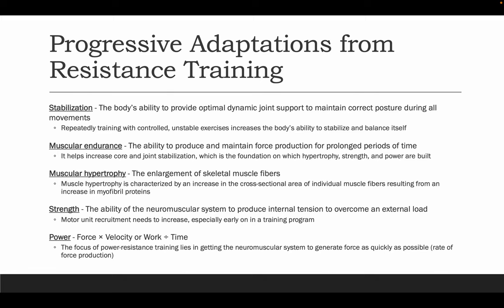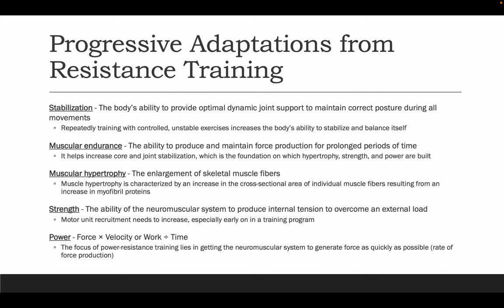Optimal dynamic joint support, dynamic with movement, optimal in movement support of joints to help our posture with movement. Muscular endurance, repeated contraction, produce and maintain forces produced for prolonged periods of time. You've already stabilized the joints. You have proper posture, proper form. So now we're going to put that into a lot more force aspect, but doing it repeatedly for longer bouts.